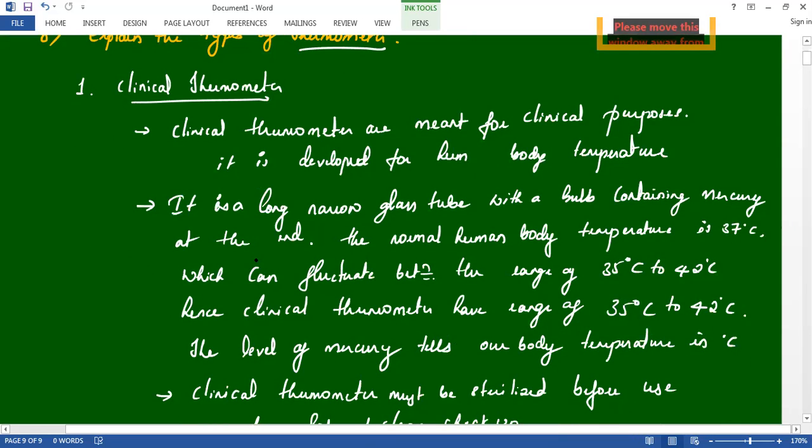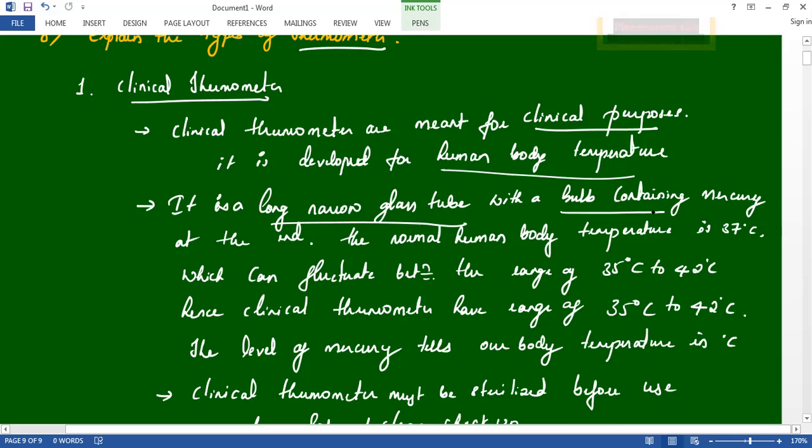Clinical thermometer is developed for clinical purposes. It is developed for body checkup, that is human body temperature checkup. This is a long, narrow glass tube containing a bulb containing mercury at the end. The normal human body temperature is 37 degrees Celsius, which can fluctuate between 35 to 42 degrees Celsius. That is the reason why this clinical thermometer ranges from 35 to 42 degrees Celsius.